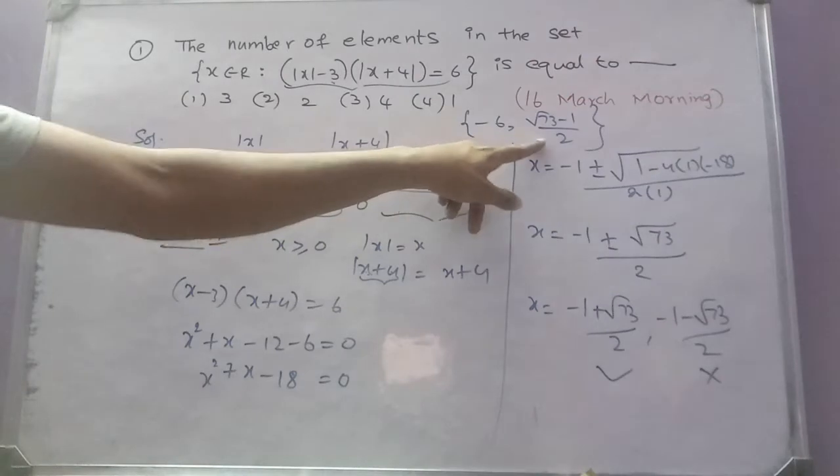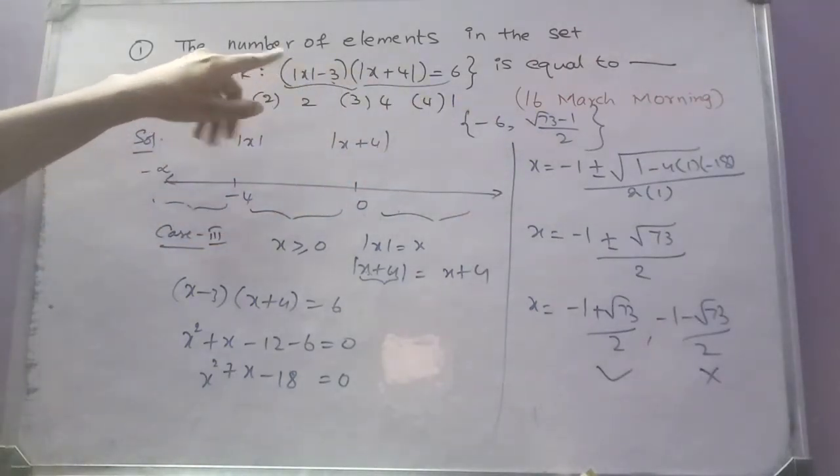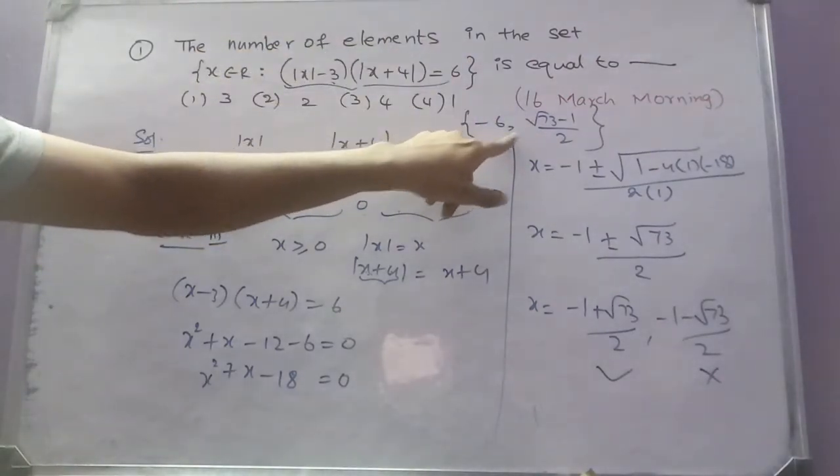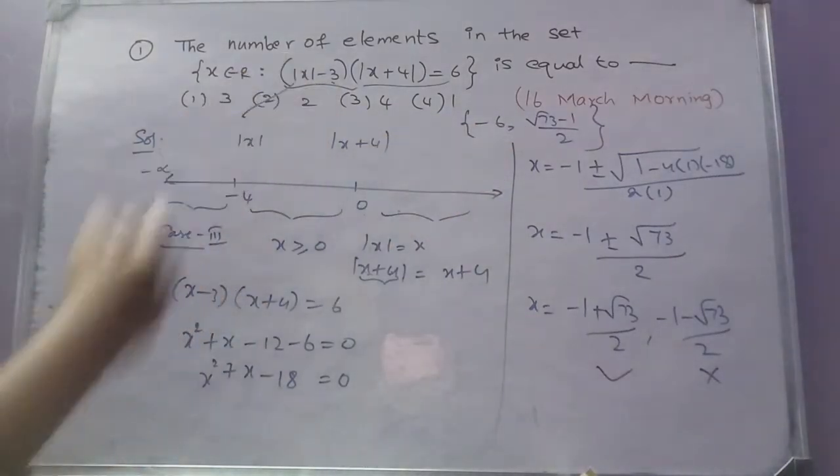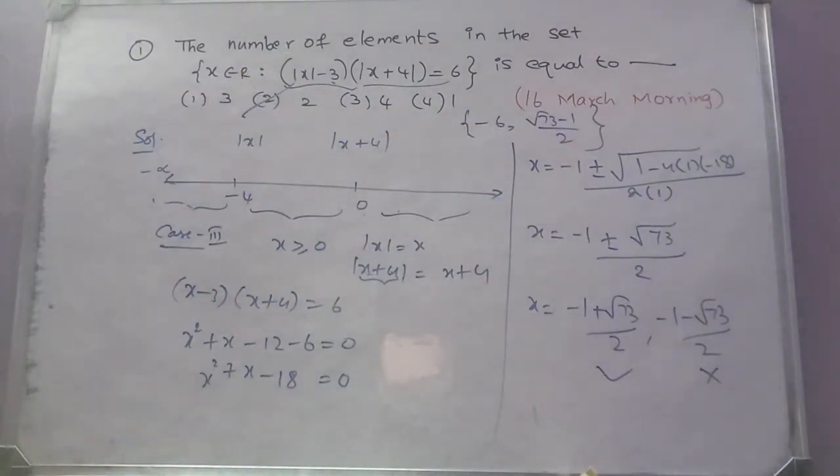So these are the two elements coming under this set, and he is asking the number of elements in the set. So there are 2 elements. The number of elements is 2. So the second option is the correct option.